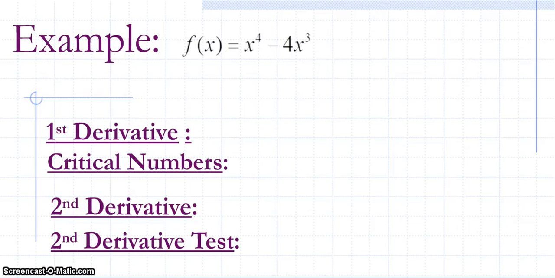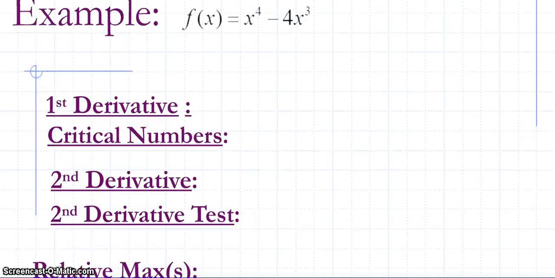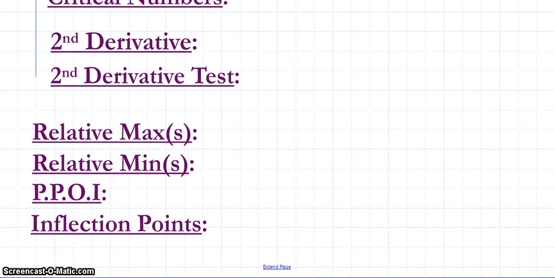Alright, next one. I want you to try this on your own. So if you're given f of x equals x to the fourth minus 4x cubed, use the second derivative test if possible to find relative maximums or minimums, and I also want you to find inflection points.